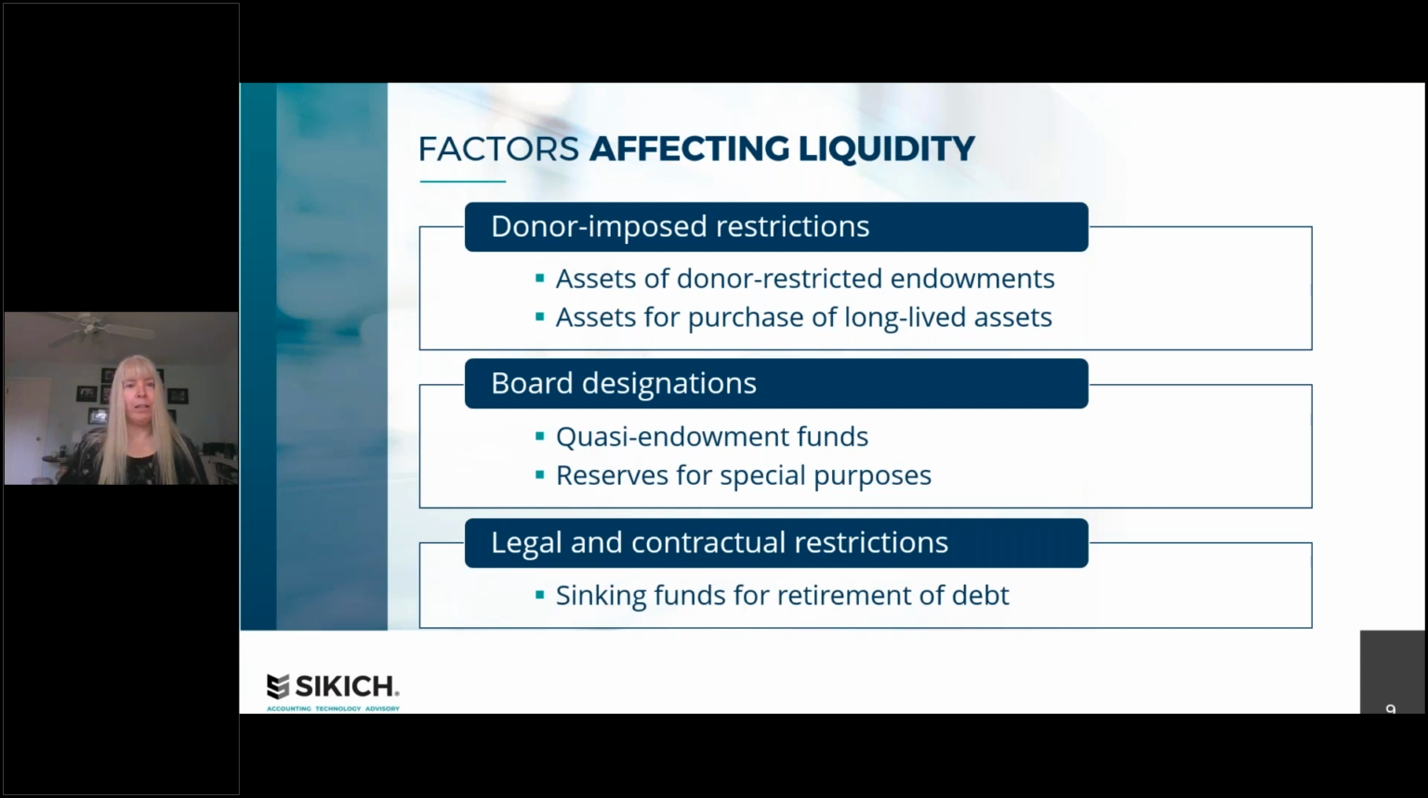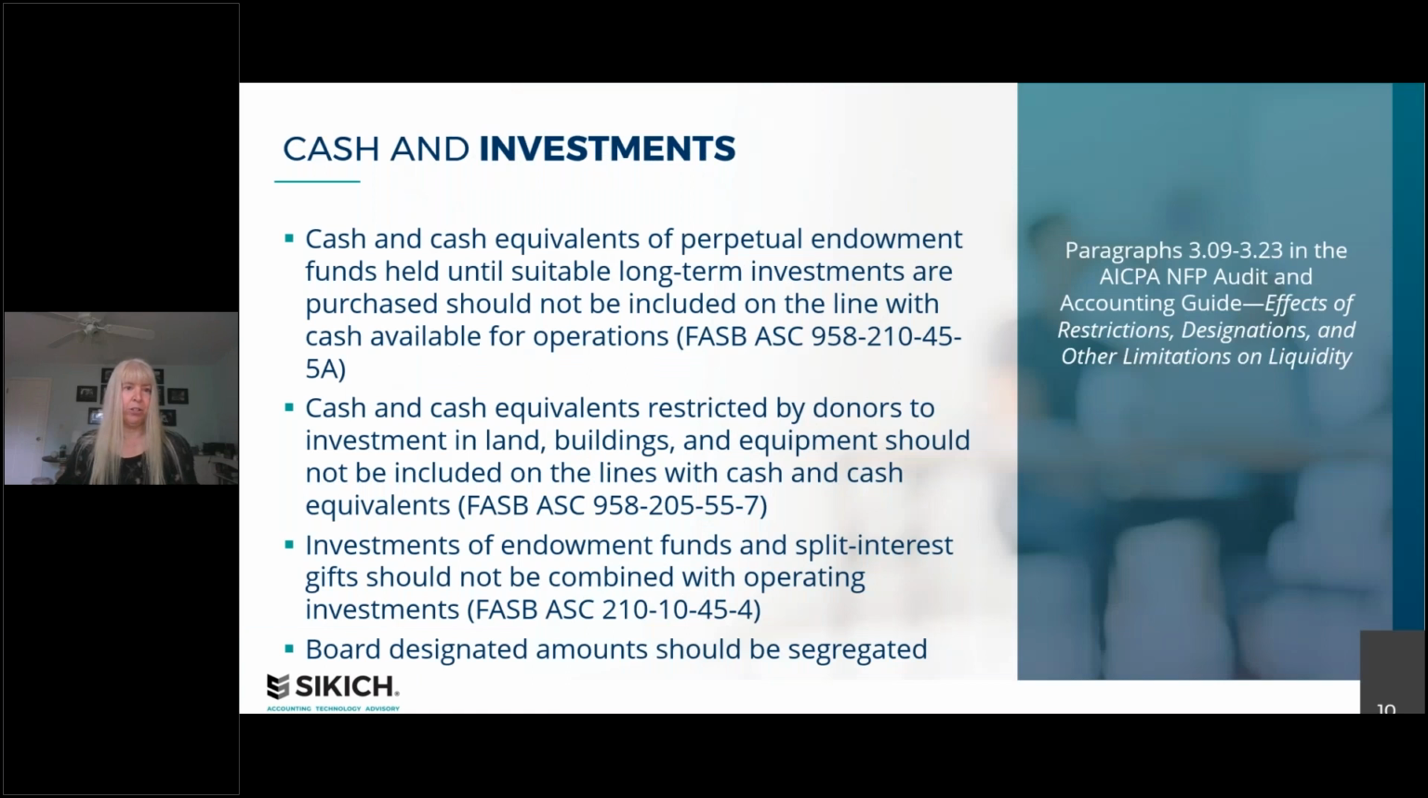So here are some factors that are affecting liquidity. The one you most commonly think of are donor restrictions that might affect liquidity. So there may be donor restrictions on assets to purchase endowments or for the purchase of long-lived assets. But other things beyond donor-imposed restrictions may also affect liquidity. Those could be your board designations, perhaps for quasi-endowment funds or other reserves for special purposes. And then there may also be some legal and contractual restrictions, for instance, sinking funds for retirement of debt. So it's not just the donor restrictions that affect liquidity. It could also be these board designations or legal and contractual restrictions.